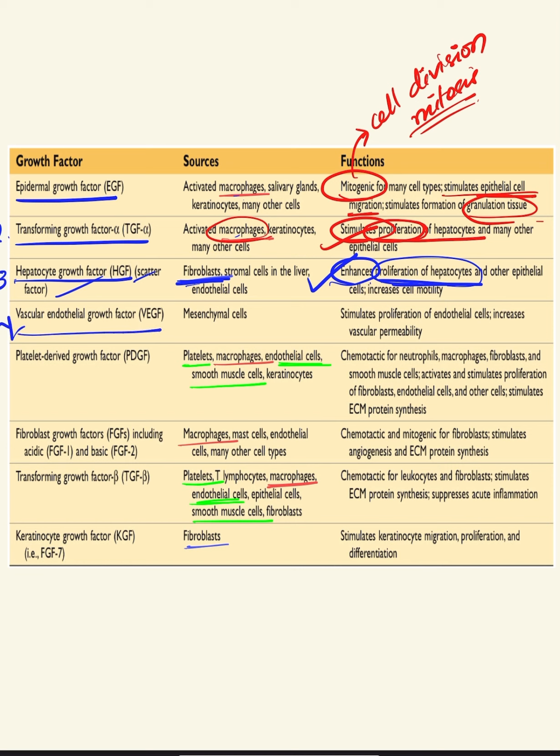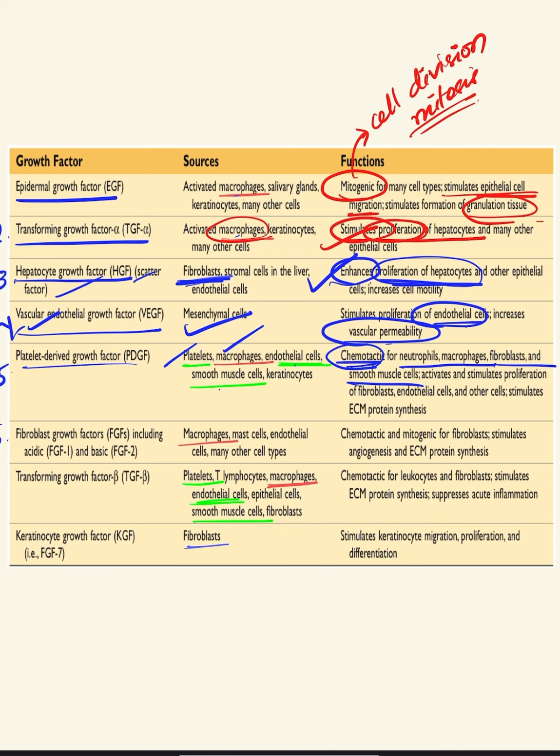Next is vascular endothelial growth factor. They come from mesenchymal cells. Obviously, they stimulate proliferation of endothelial cells. When it is vascular, it proliferates endothelial cells and also increases vascular permeability. The fifth one is platelet-derived growth factor. The obvious source is platelets, macrophages in common, and remember endothelial cells and smooth muscle cells. Platelet-derived growth factors are required for stopping the bleeding to maintain hemostasis. It can also be associated with inflammation. So you can remember it as chemotactic for neutrophils, macrophages, fibroblasts, and smooth muscle cells.